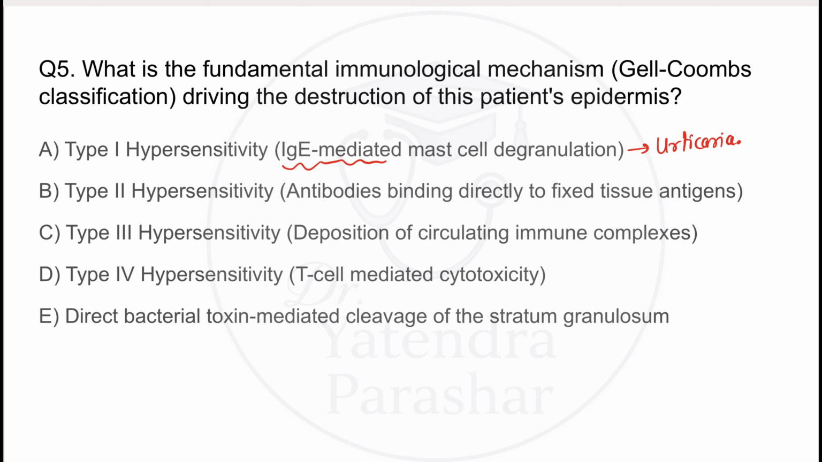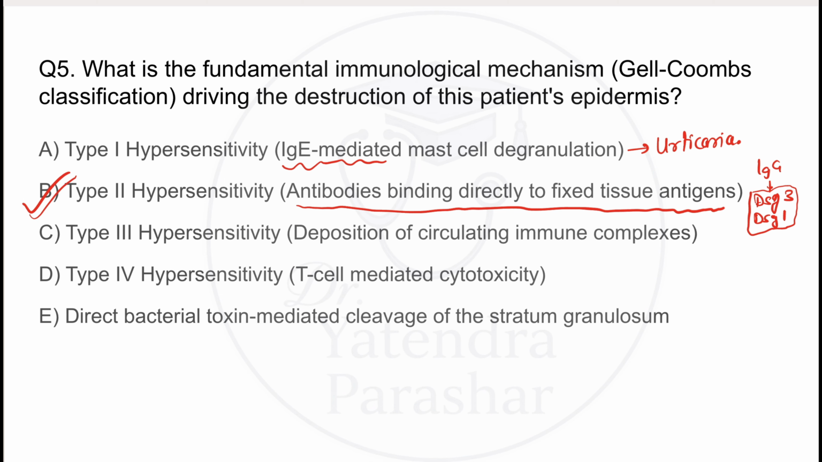Option B, type 2 hypersensitivity reaction. Yes, antibodies binding directly to the fixed tissue antigen. Yes, this is the correct option because IgG antibodies are directed against the DSG3 and DSG1, and these are the antigens which are present on the epidermis, and IgG antibodies bind directly to these antigens. So type 2 hypersensitivity is the correct option.